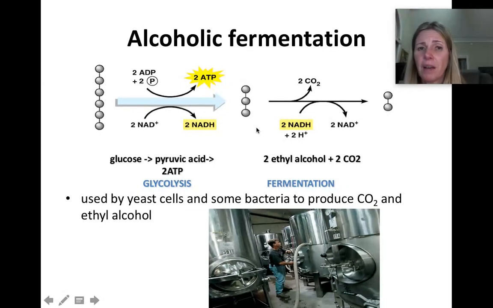Alcoholic fermentation is very similar, where you're taking the glycolysis step, but yeast happen to do this. And they're going to go ahead and take that pyruvic acid. They're going to still be making a little bit of energy, but they're going to be making ethyl alcohol with carbon dioxide. So that's kind of the carbonation process that we see in the alcohol products, right? Or if we're making bread.